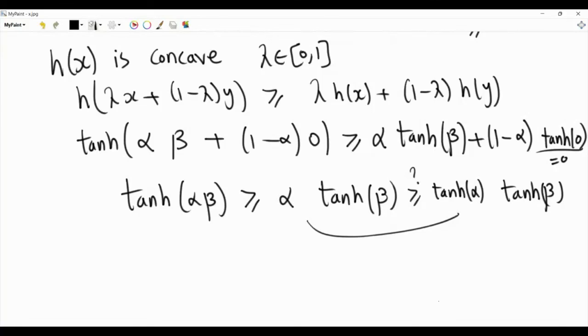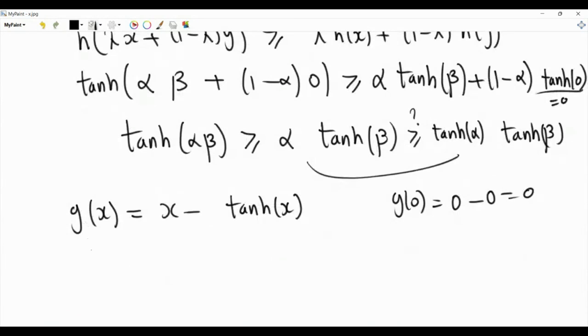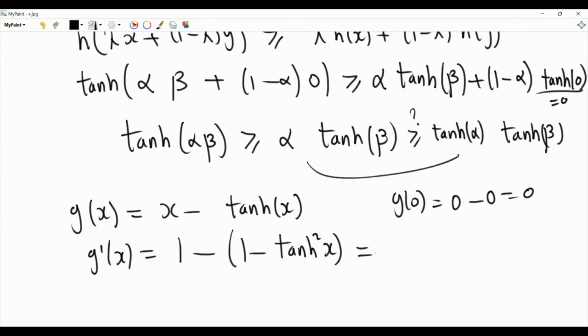So let's define a function g of x, which is x minus tangent of x. Now g of 0 is equal to 0 minus tangent of 0, which is 0. Now, what is the first derivative? First derivative of x with respect to x, that's 1. Tangent, we know it from before, it is 1 minus tangent squared of x. So this is tangent squared of x. And so this is strictly positive if x is strictly positive, which means that this function g of x is strictly increasing. So it starts from 0.